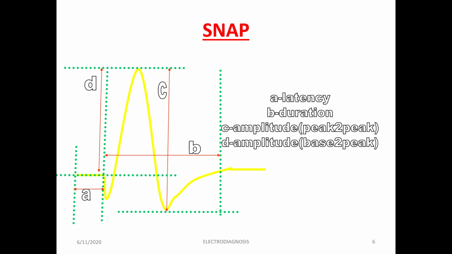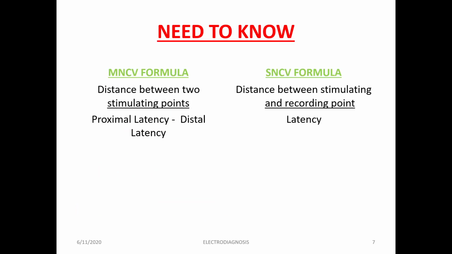Now, the formula for MNCV. It is the distance between two stimulating points divided by proximal latency minus distal latency. I repeat, distance between two stimulating points divided by proximal latency minus distal latency. From this formula it is clear that if I want to calculate MNCV, I must have two points of stimulation. Only then will I be able to calculate velocity.